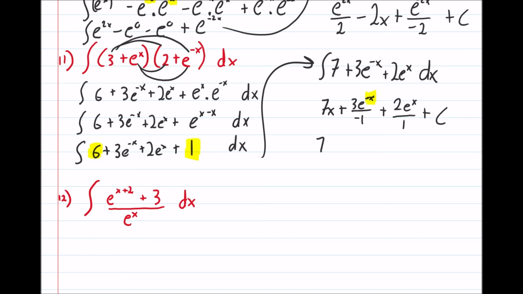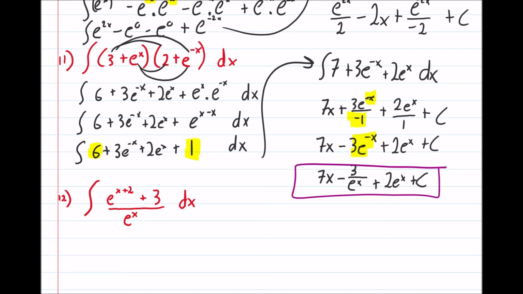And we can simplify this a bit. We could say 7x plus, sorry, minus, because we have a minus 1 here. That's minus 3e to the minus x plus 2e to the x plus c. And we can even simplify it a bit further. We can say 7 minus 3, and e to the minus x will be 1 over e to the x, plus 2e to the x plus c. Okay, and I leave it at that. Right, so there is our answer. Okay. Again, if you got to here, you'll be doing pretty good, but you know, just simplify it a small bit.